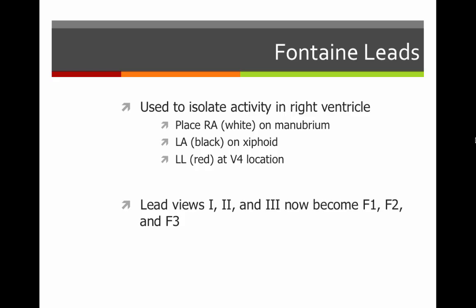Since we mentioned the F1 lead, we can talk about our Fontaine leads very briefly. These are used to isolate the activity in the right ventricle. So again, with right ventricular dysplasia, we're looking at the right ventricle. The epsilon wave is going to be seen most prominently through these Fontaine leads. What we're going to do is take our white lead, our right arm white lead, and place it on the manubrium, take our black lead and put it on the xiphoid process around there, and take our red lead and put it in our normal V4 location. This will isolate our right ventricle and activity in the right ventricle.